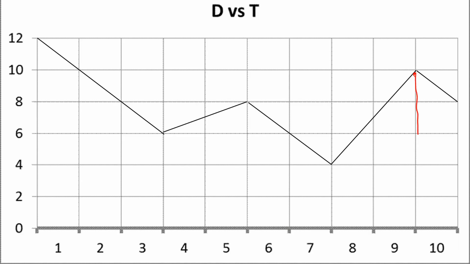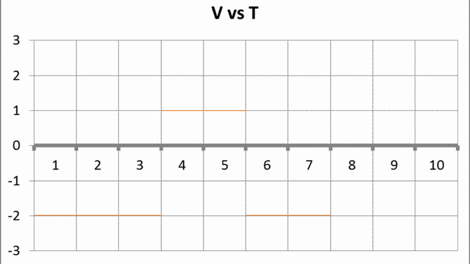Here we have a rise of plus 6 meters. We have a run of 2 seconds. So if we do 6 meters divided by 2 seconds, we're going to get a velocity of 3 meters per second. We'll go back to our velocity graph, and for those 2 seconds, we now have our velocity up here at plus 3 meters per second.